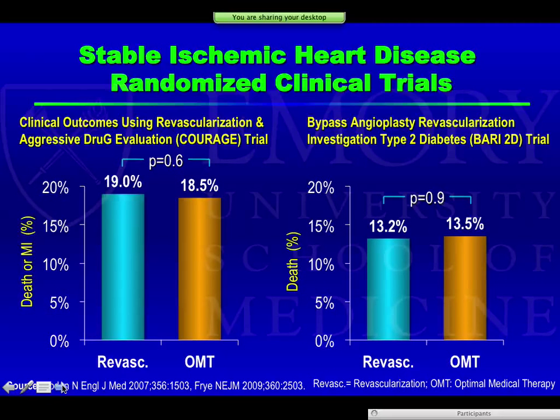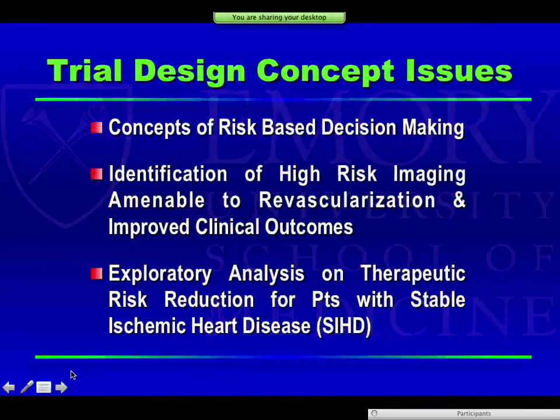The same for the type 2 diabetic population, the BARI 2D trial. Both were stable ischemic heart disease trials, both having requisite eligibility criteria of patients that have coronary disease, stable symptoms, and some modicum of ischemia, and we'll get to that in just a moment.